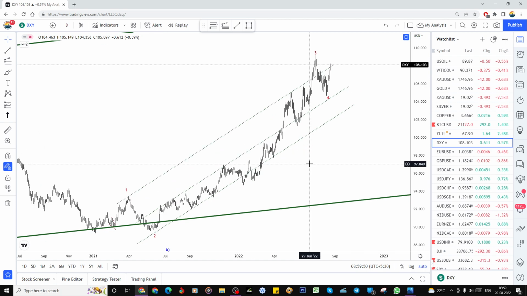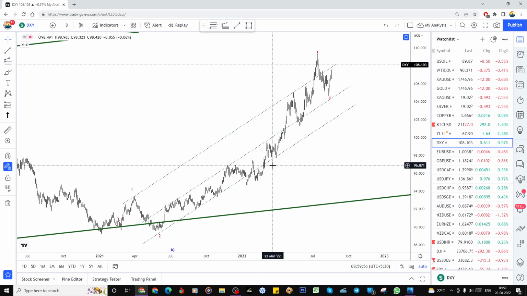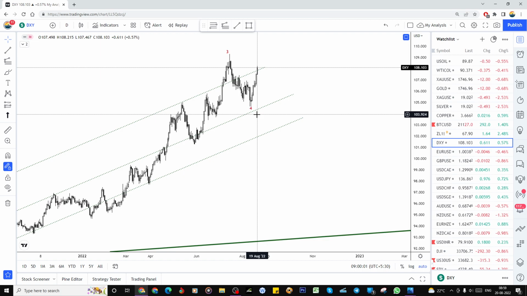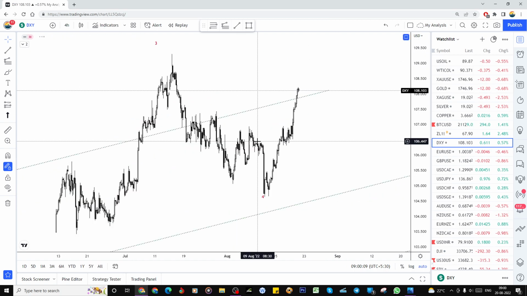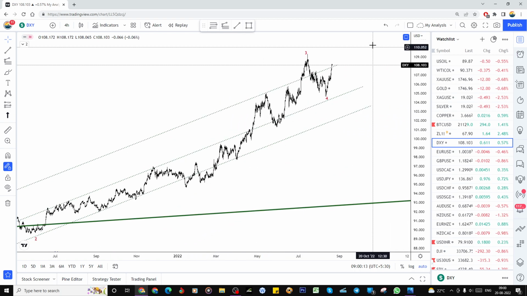Okay, so what is the next view for the DXY? As per my view, we are in the fourth wave. Whether the fourth wave is already completed in a simple correction or it is doing a complex correction, we can't know. But our prediction in the positional view is that it has to reach nearly 112, right?